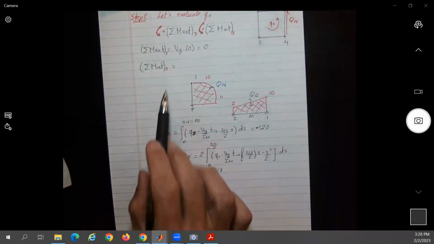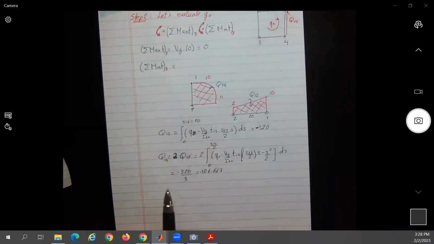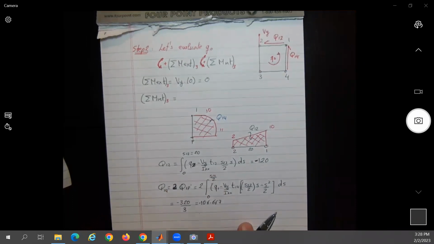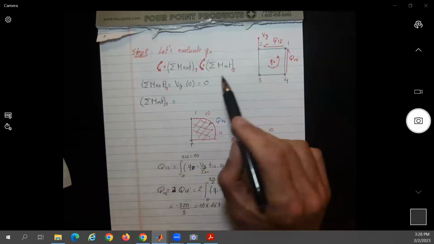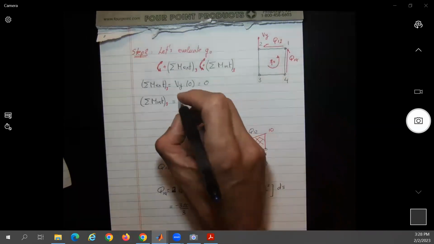Okay, so what will be the moment created by the external force? Yes. So I'm moving up now. So about point 3, the one of the internals, what will be the moment created by Q12?